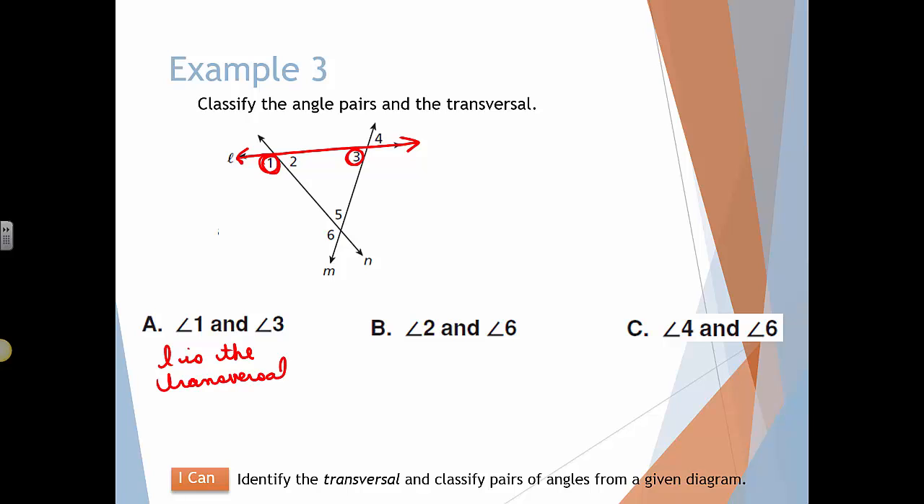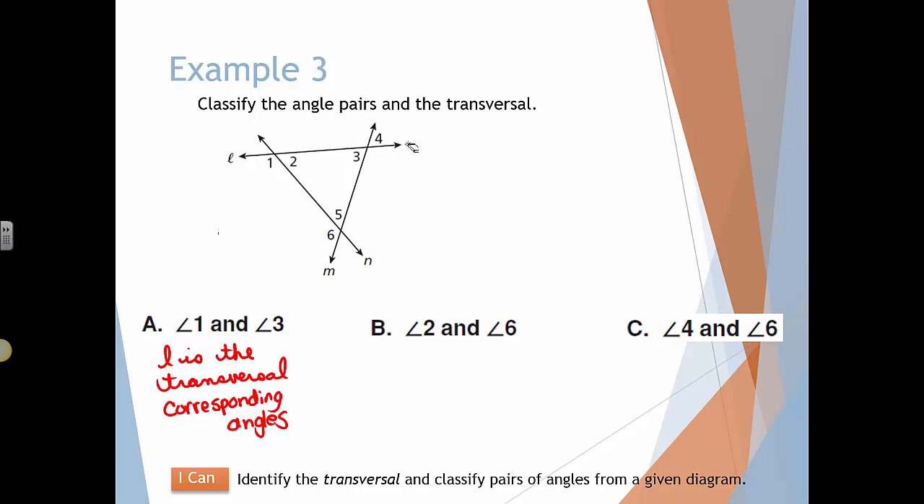Now I have to decide what they are. They're on the same side, so they're not any of the alternate angles. This one, angle 1, is to the west of line N, and angle 3 is to the west of line M. So because they have that same positioning and they're on the same side of the transversal, they are actually corresponding angles. Okay, so that's the first one.